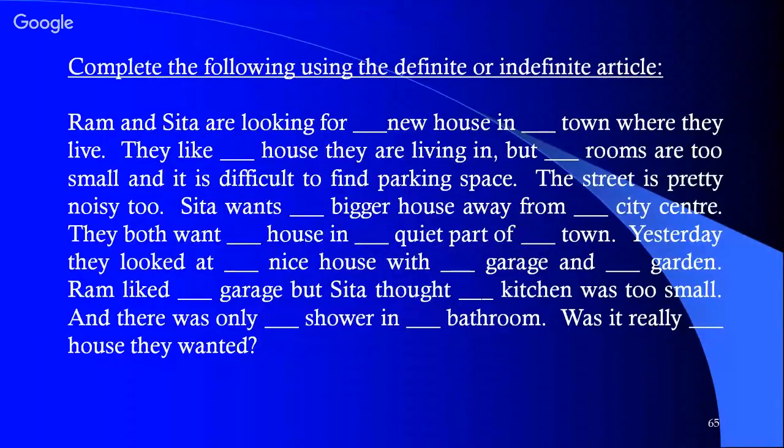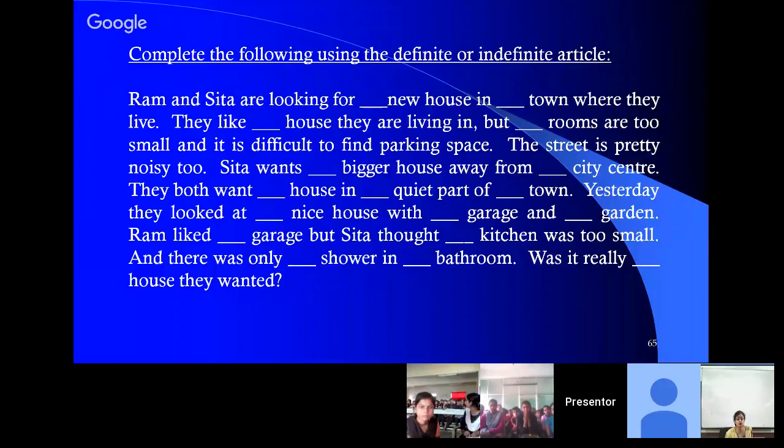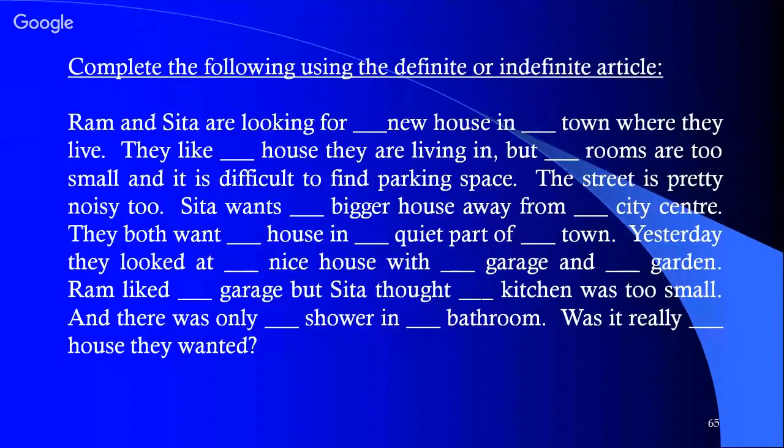With A. A, A, yes, A garage and dash garden. A garden and garden. A garden, yes. Ron liked dash garage. The garage. We're talking about the same garage. So Ron liked the garage, but Sita thought dash kitchen was too small. The kitchen, we are talking about the kitchen of that particular house. And there was only dash shower in dash bathroom. Yes, dash shower, because in that bathroom there was only a shower and nothing else. Dash bathroom? In the bathroom. The bathroom, correct. Was it really dash house they wanted?